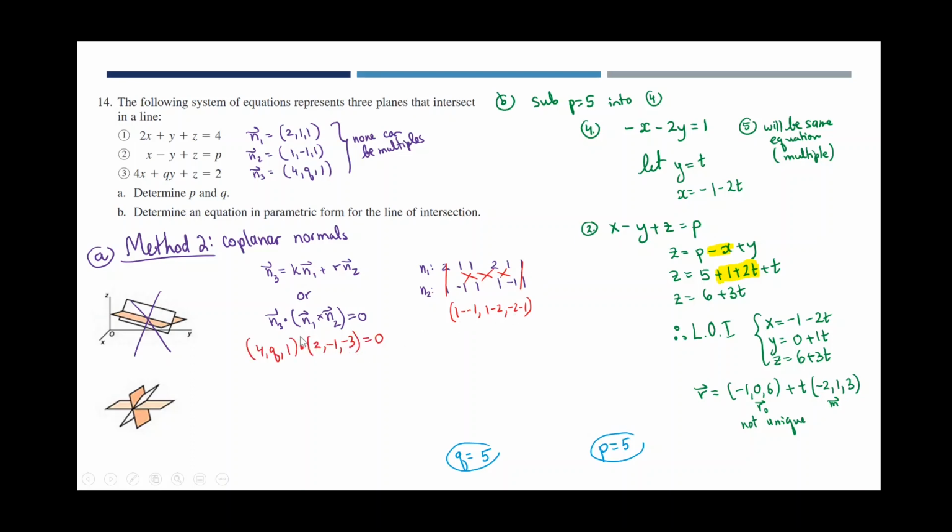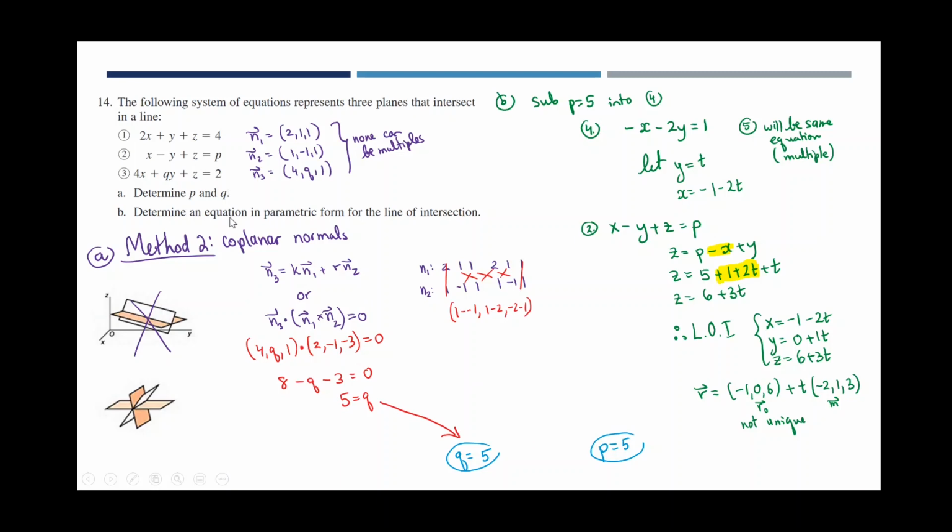Here's the cross product. The normal 3 is written over here, and all you have to do is the dot product between them to find that you get the same result for Q. It does not give you P in this method. I guess you can figure out what P would be based on the rest of the question.